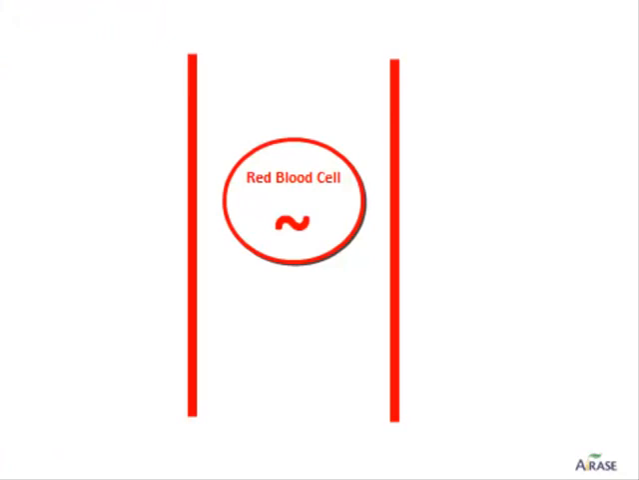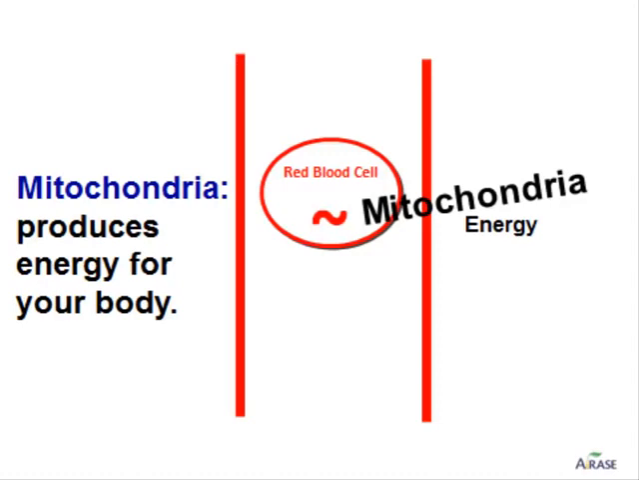Look closely at this cell. What I would like to talk about is that small squiggly line that you can see inside the cell. This is called the mitochondria. The mitochondria is a small structure inside the cell. It is the place where the energy of your body is made. It is like a miniature factory that never stops working. But like any factory, it has to have the right material to operate efficiently.